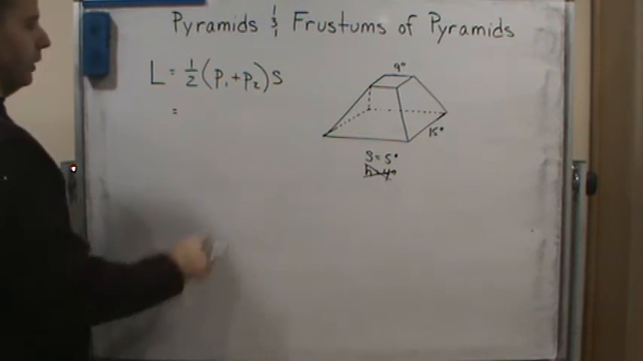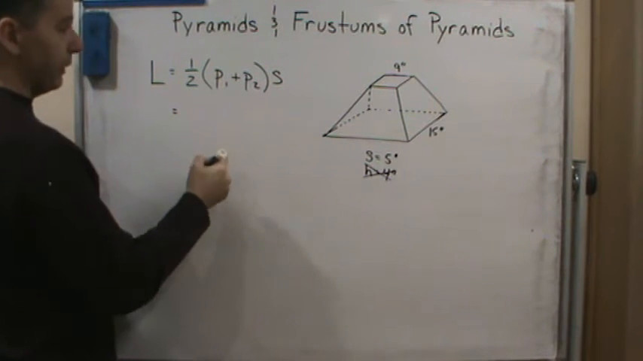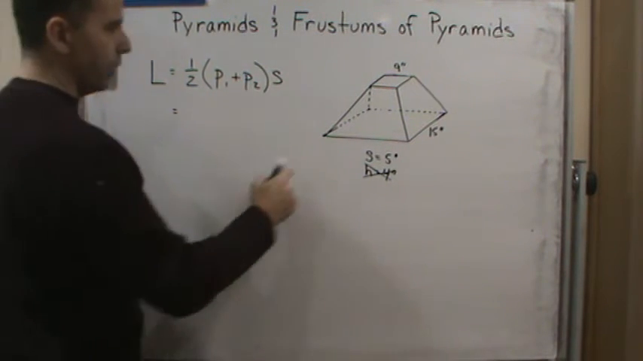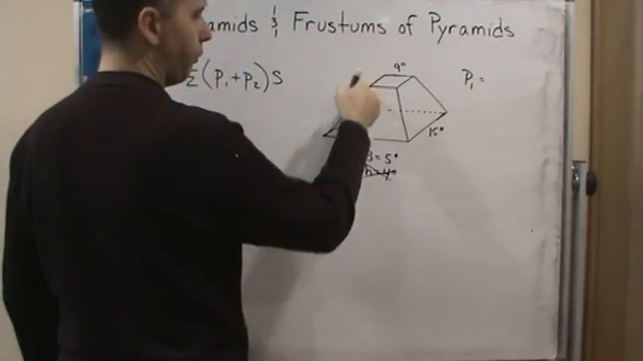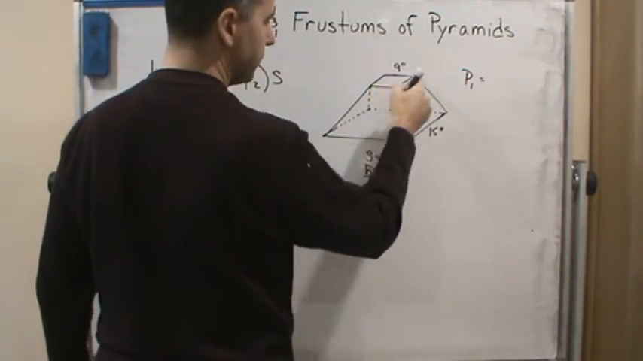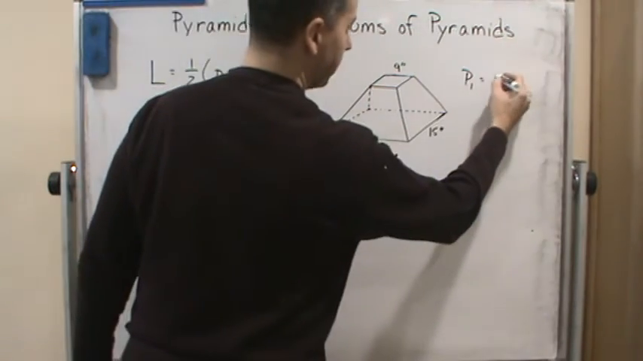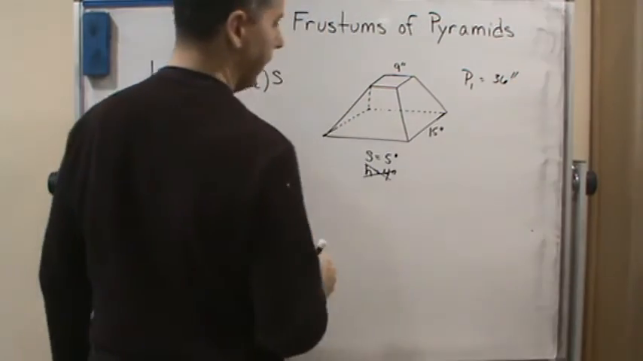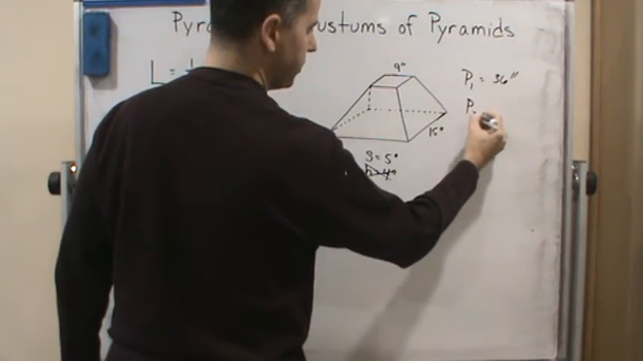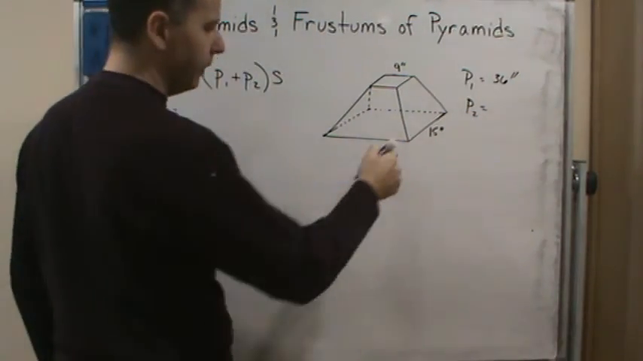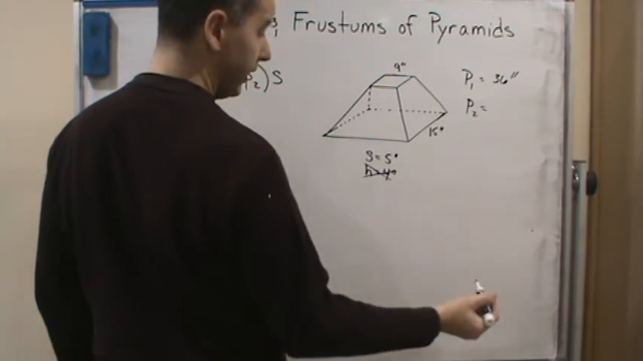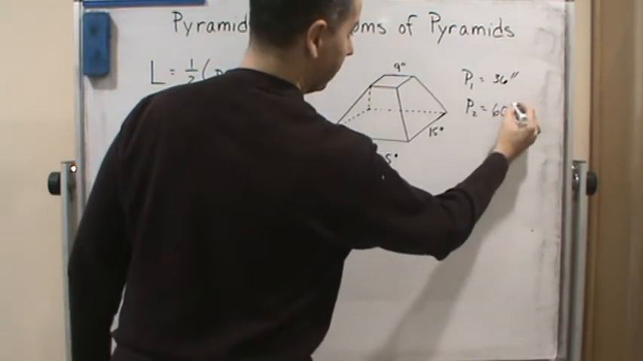So now, here we go. All we're going to do is plug and chug, but we need to know perimeter 1 and perimeter 2. Well, what's the perimeter of the top? It's going to be 4 times 9, right? Each side is 9. So that's going to be 36 inches. And P2, which is the bottom, is just going to be 4 times 15 because it's a square bottom. So it's going to be 60 inches.